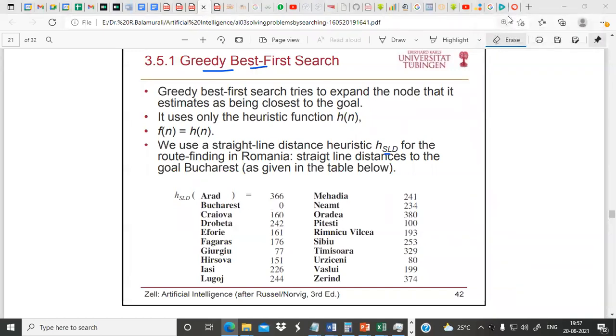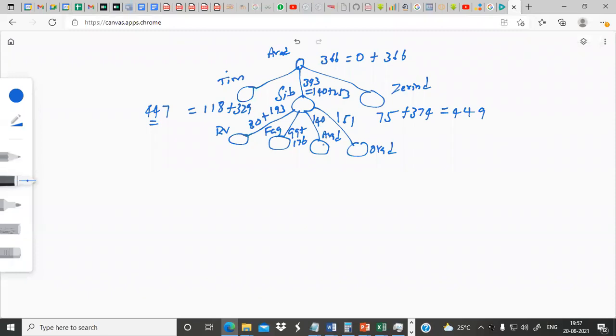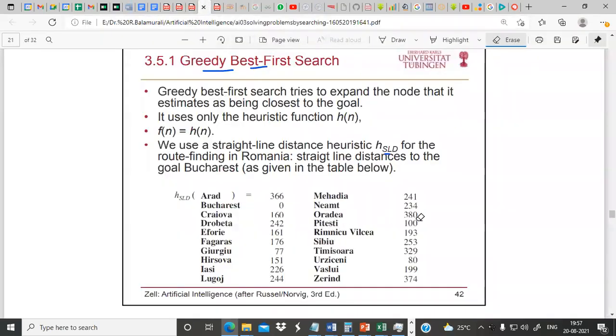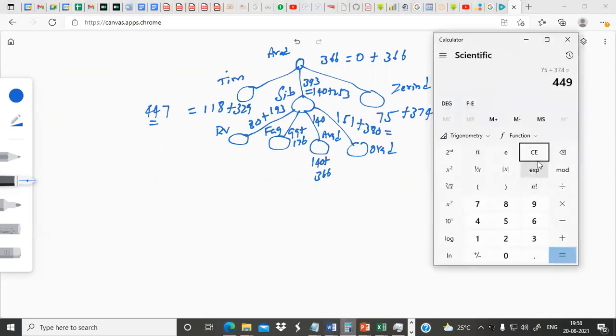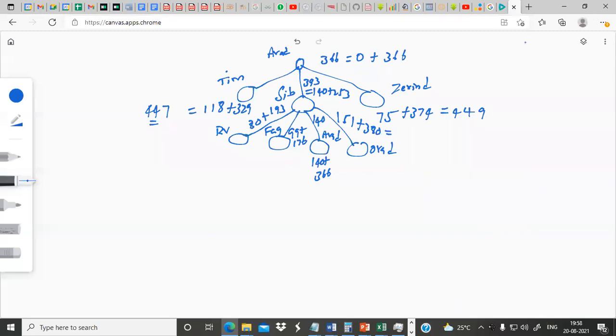So it is 140 plus 366. I'll write here 140 plus 366. And from Varadia, what is the cost? 380. Estimated cost, that is h of n, is 380. So it is 151 plus 380. Now we have to add all these things. What is 151 plus 380? 380 plus 151, it is 531. So this is 531.